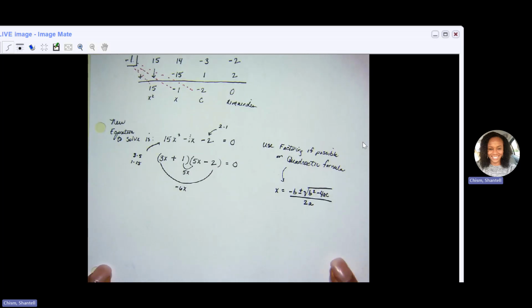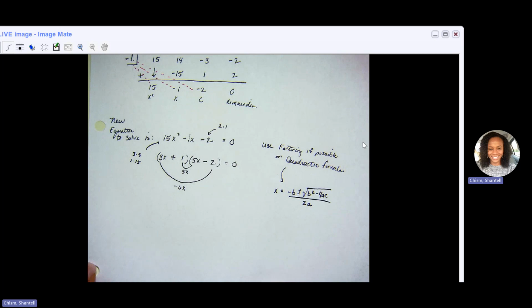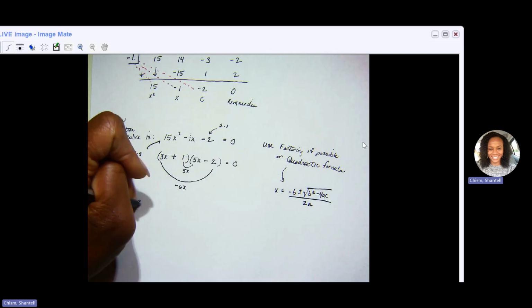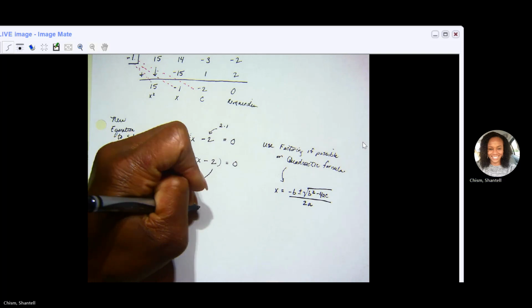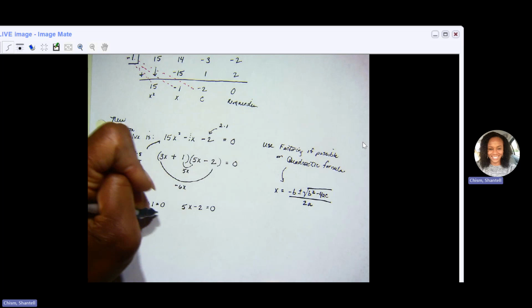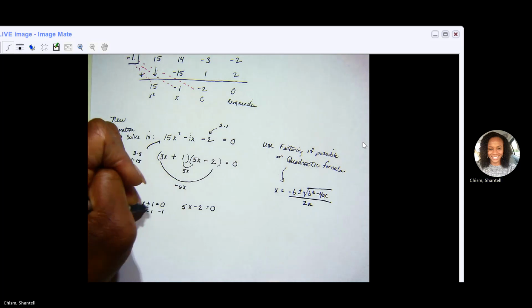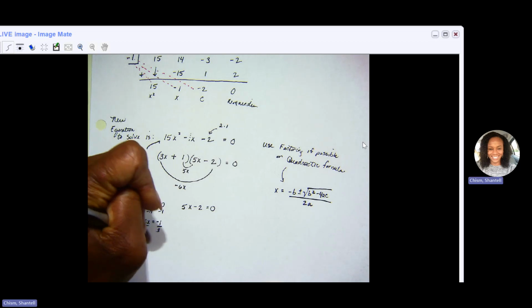So right now, we solved by factoring, okay? So now that I've got my factors, I'm going to break them apart and set them equal to 0 individually. And I'm going to solve. I took the factors and I'm placing them equal to 0 individually. So I'm going to say -1. I'm going to divide by 3. So x equals -1/3.